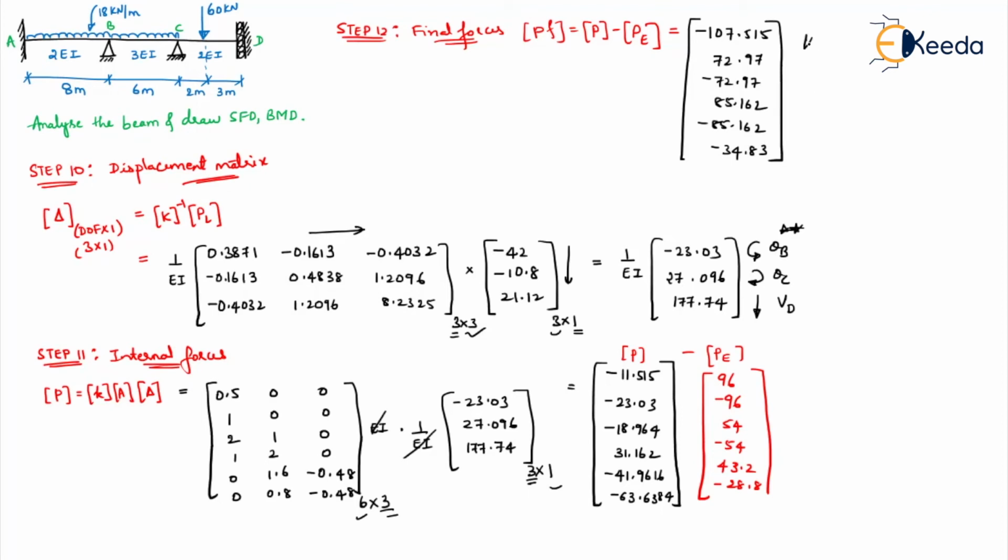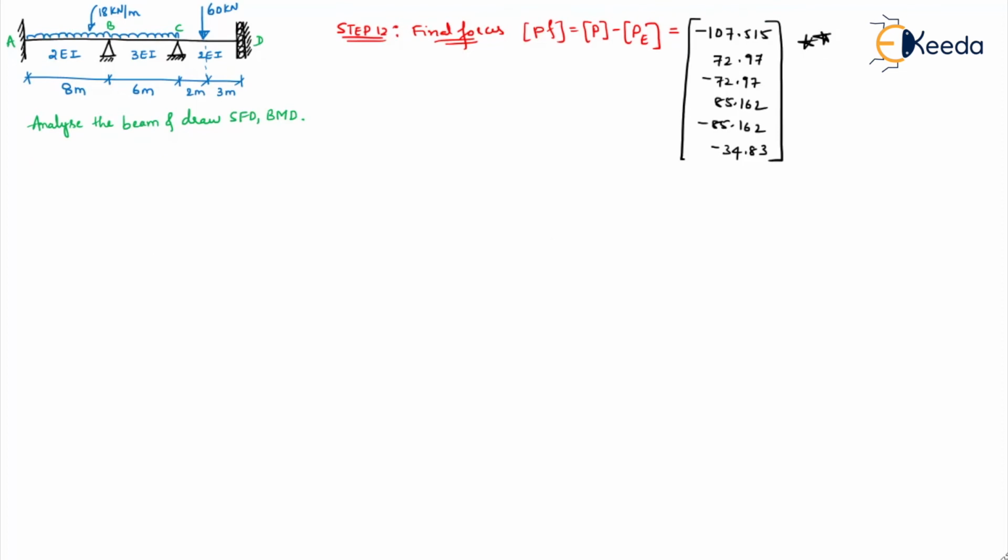So these are your final forces. Once we find our final forces, the next step is to calculate your bending moment diagram. So step 13 is your BMD. Let's draw the final end moments which we have got.